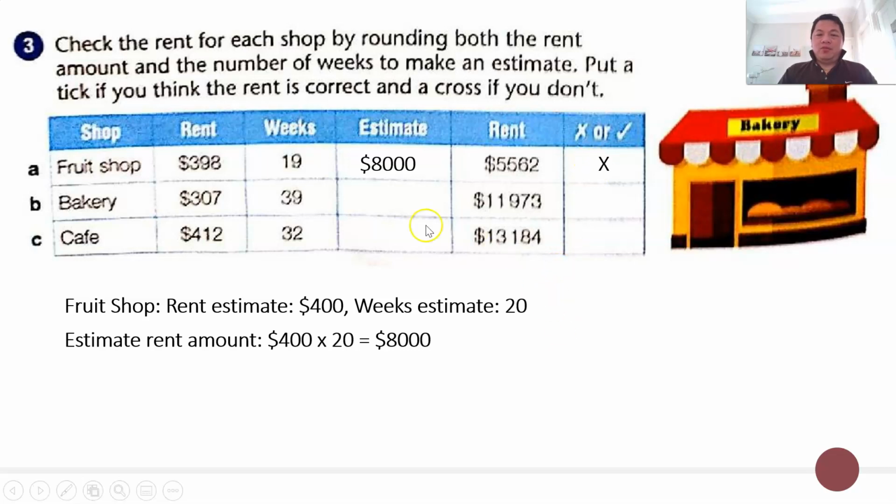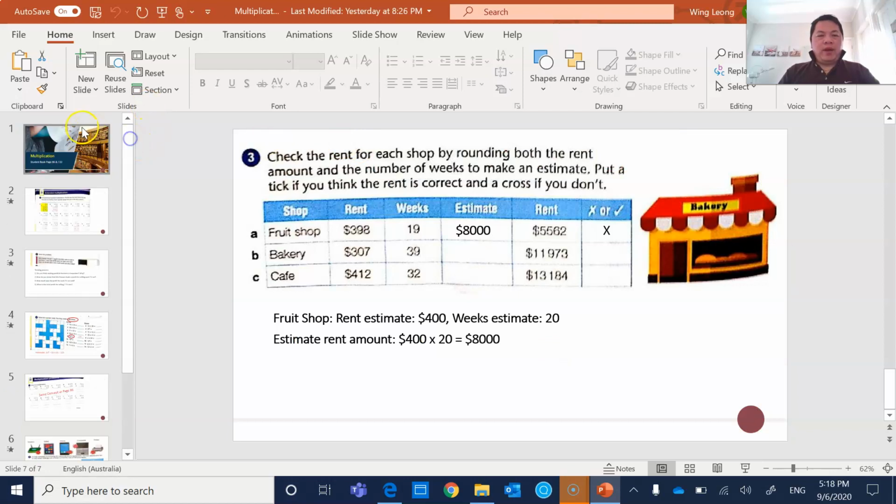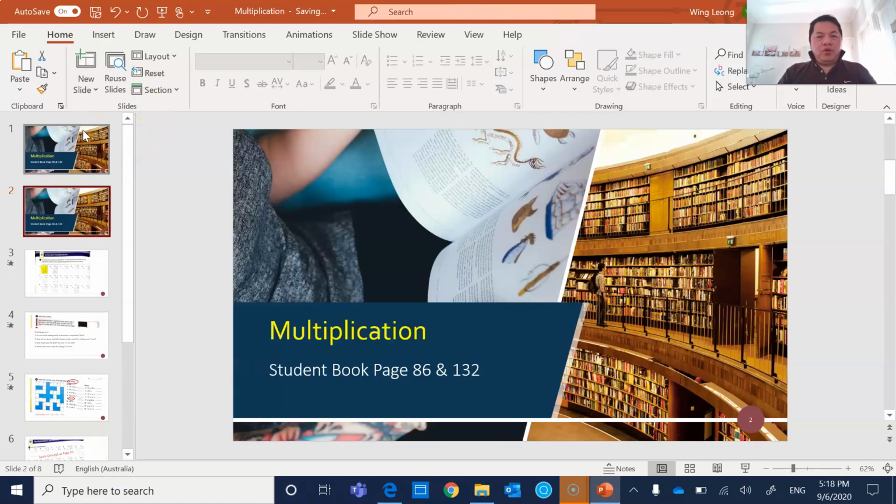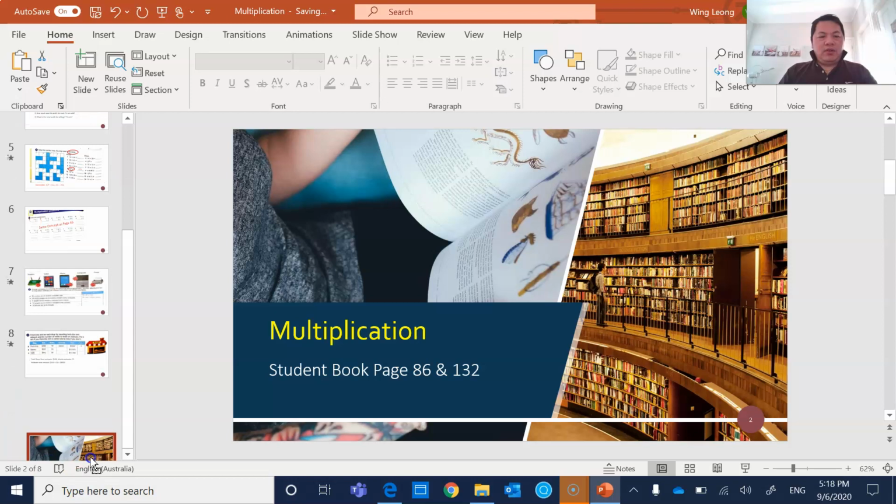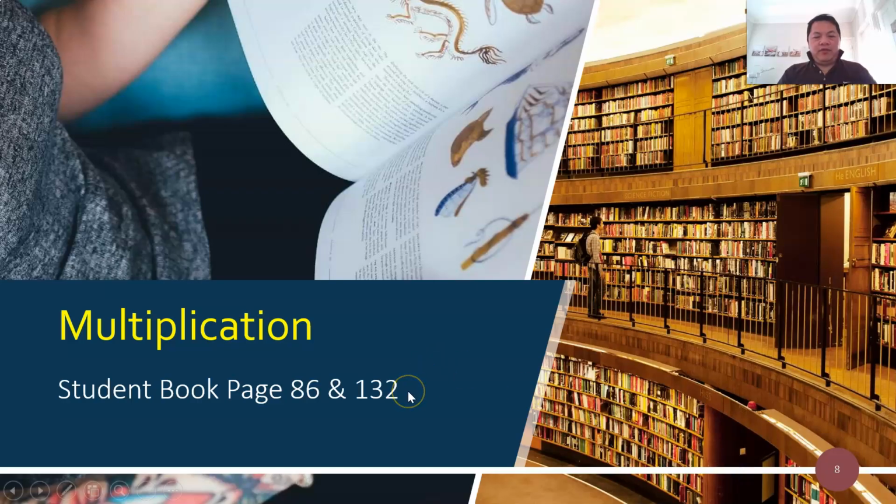The other two, do the same thing. Make sure you have working space. Put down the estimate and check whether it is close enough or not. Is that clear? That's all for our lesson today. Bear in mind, you are supposed to complete the activities on the two pages, which are page 86 and 132. Any question, just drop me a note on Teams.